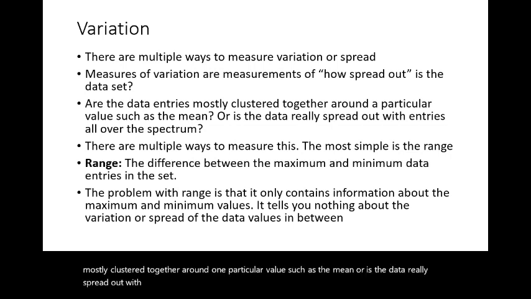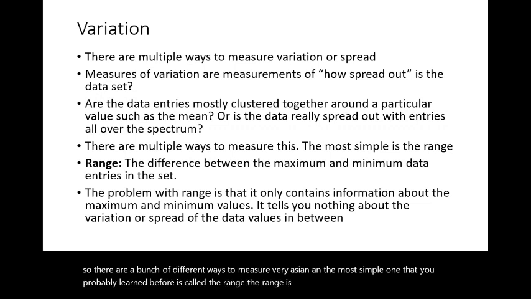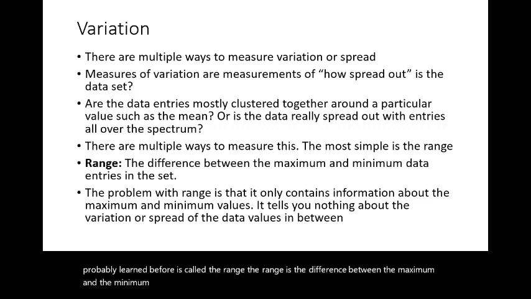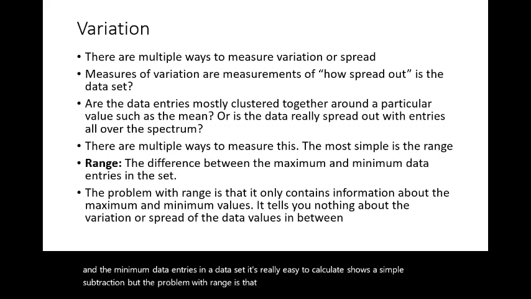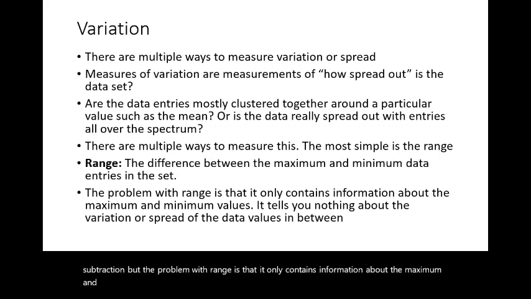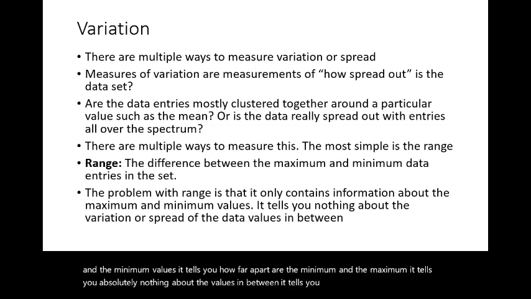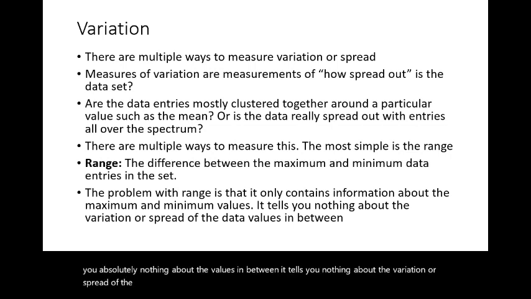There are a bunch of different ways to measure variation, and the simplest one that you've probably learned before is called the range. The range is the difference between the maximum and the minimum data entries in a data set. It's really easy to calculate. It's just a simple subtraction. But the problem with range is that it only contains information about the maximum and the minimum values. It tells you how far apart the minimum and the maximum are. It tells you absolutely nothing about the variation or spread of the data values in between those two.